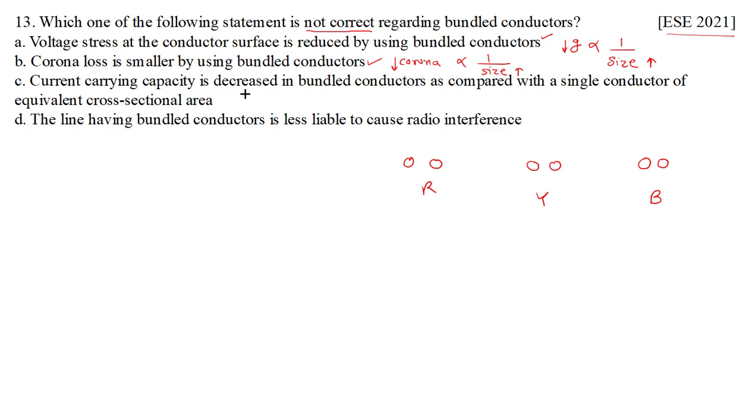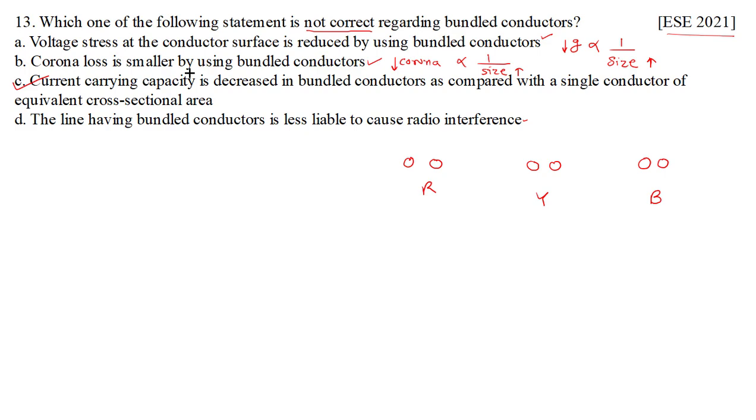So therefore this is not true, and it is asked which is not correct. So the option C is not correct. Coming to option D, the line having bundled conductor is less liable to cause radio interference. That is also an advantage, because the size is increased, so potential gradient is reduced, corona loss is reduced, and the consequence of that is that radio interference will be reduced.